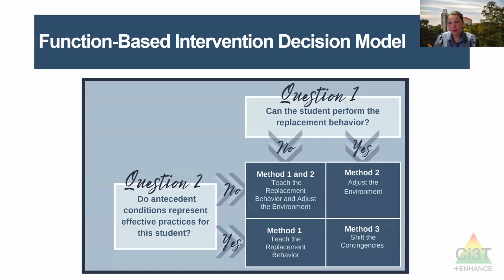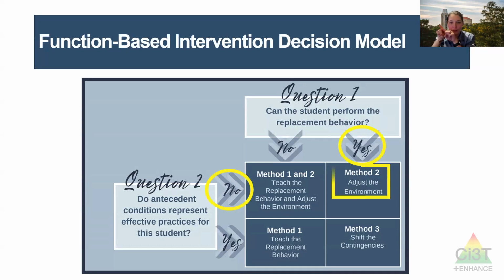And they said, can he perform the replacement behavior? And they decided, yes, he can be on task. He has the ability. He has shown us he can do the work. He can be on task. Do the antecedent conditions represent effective practices for this student? Not yet. So it's kind of like graphing, where you start with fun and then you meet in the middle.